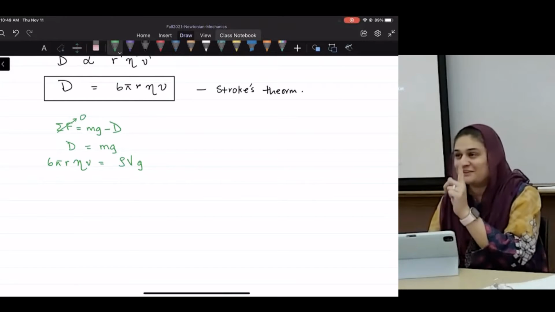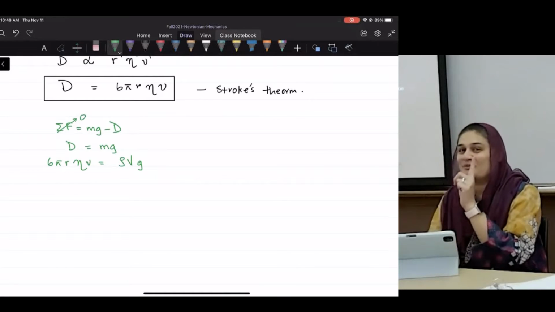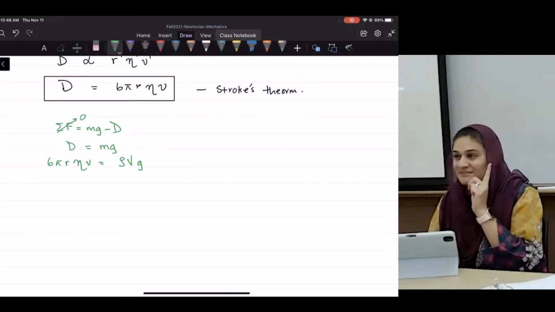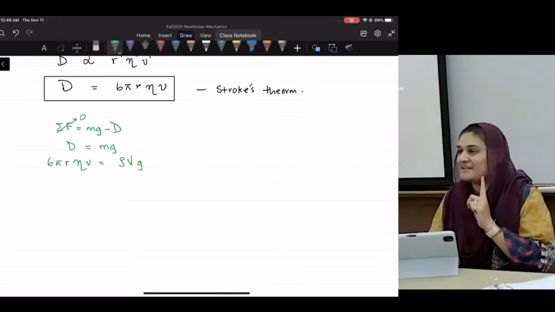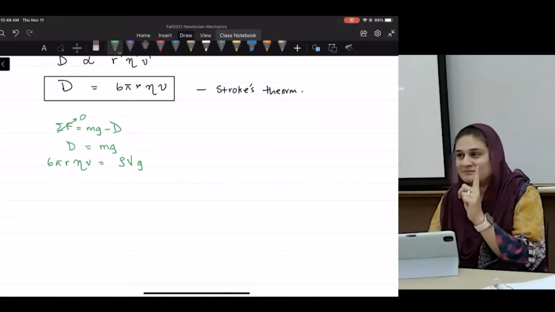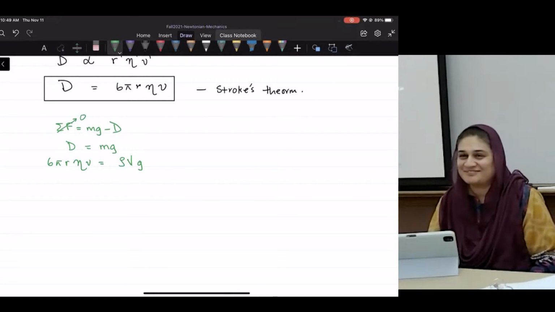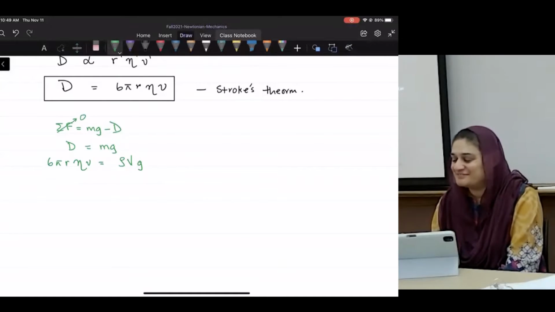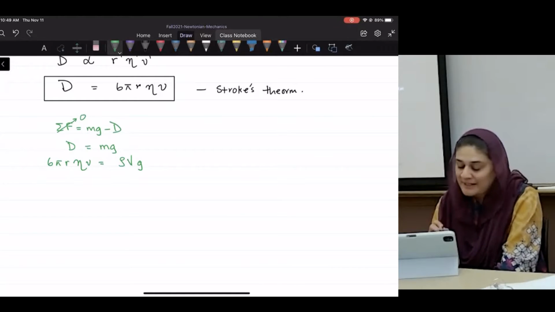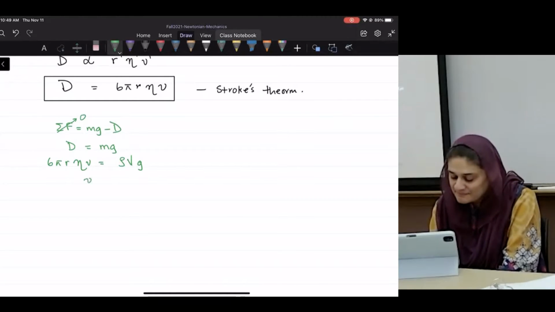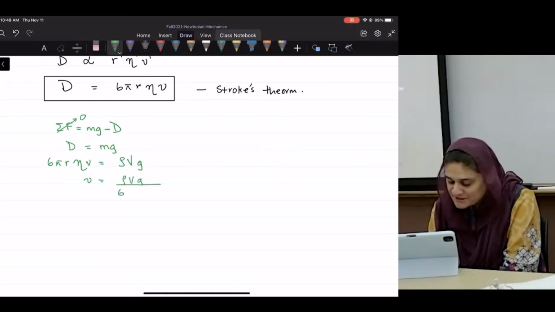Be careful. You cannot cancel them. One is a volume and one is a speed. Even though my handwriting is terrible, you're not allowed to make fun yet. Good? So then may I write this V as 6 pi r eta.